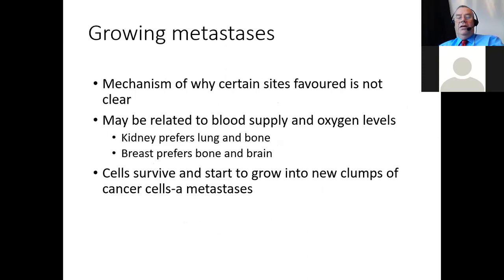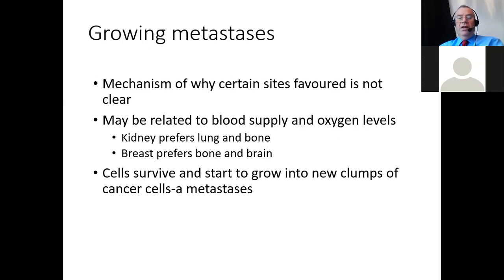So why do certain cancers favor bone metastasis? The reason for this is unclear, but it may be related to blood supply and oxygen levels. So we know that the kidney tends to go to lung and bones, whilst breast prefers bones and brain. It's a little unclear why certain metastases grow in certain areas, but it's probably to do with the sort of microenvironment they can create around them.